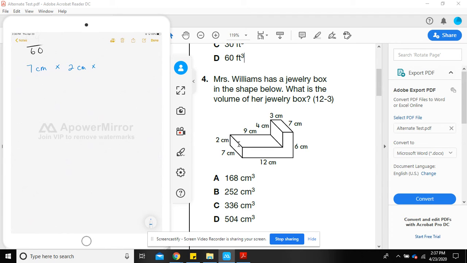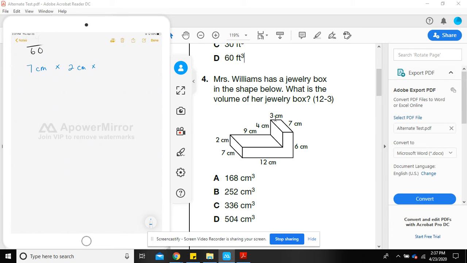And then for our width, we cannot look at this piece right here because this piece goes into this piece that stands up. So we're not going to look at that 12. We need to look over here and see that this piece where it stops, where we're looking at that first piece on the jewelry box, this is 9 centimeters. So that would mean that this part is 9 centimeters and this little part over here is 3 centimeters because 9 and 3 is 12.